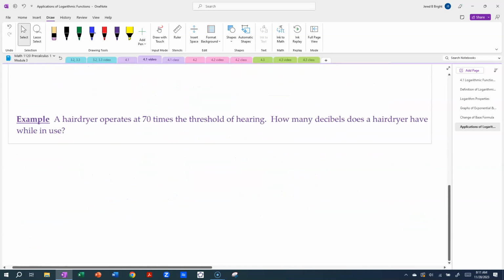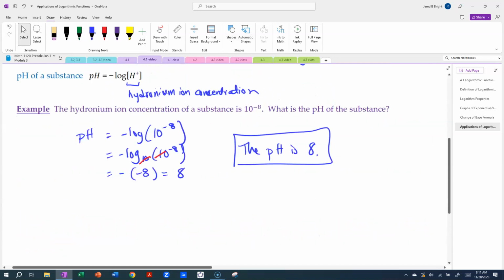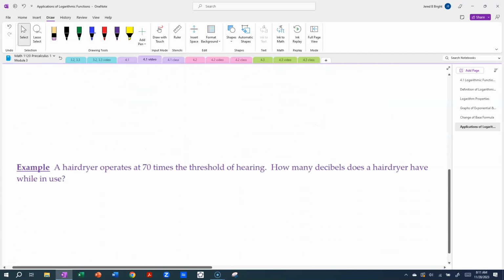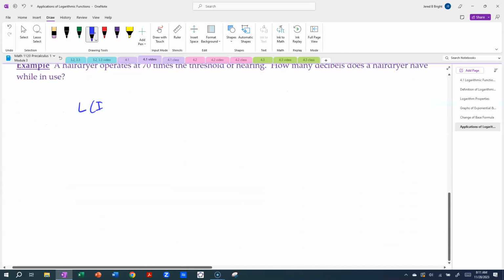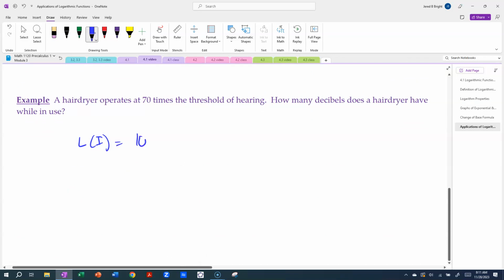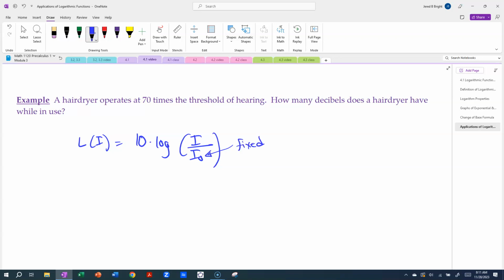Next example. A hair dryer operates at 70 times the threshold of hearing. How many decibels? This is dealing with that loudness equation, so let's write that down again. L of I is equal to 10 times log of I over I0. Now, I0, I want you to think of that as a number. This is fixed. Then we have 70 times the threshold of hearing. How I represent that is to literally write it out mathematically: 70 times the threshold of hearing, which is the minimum threshold intensity.